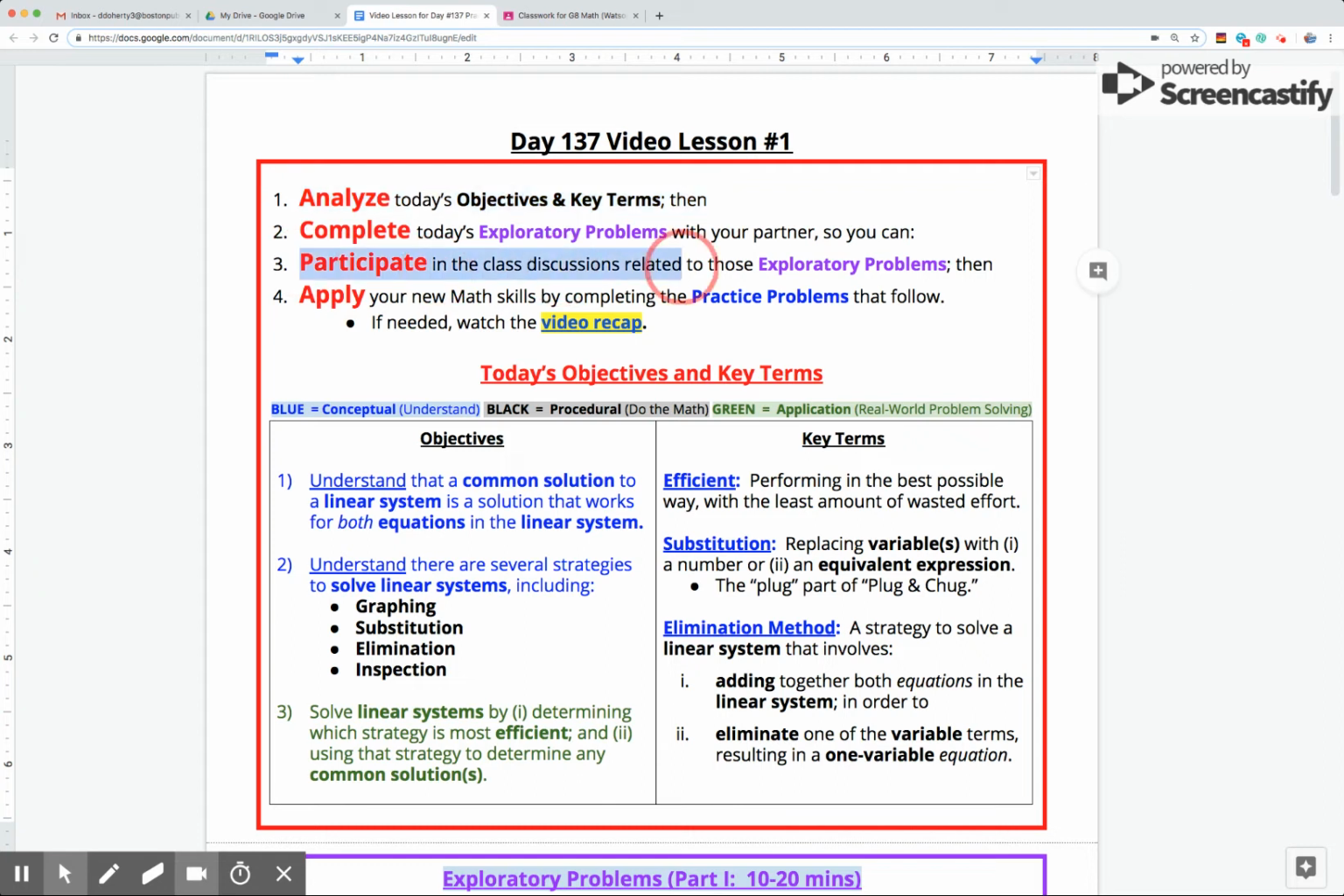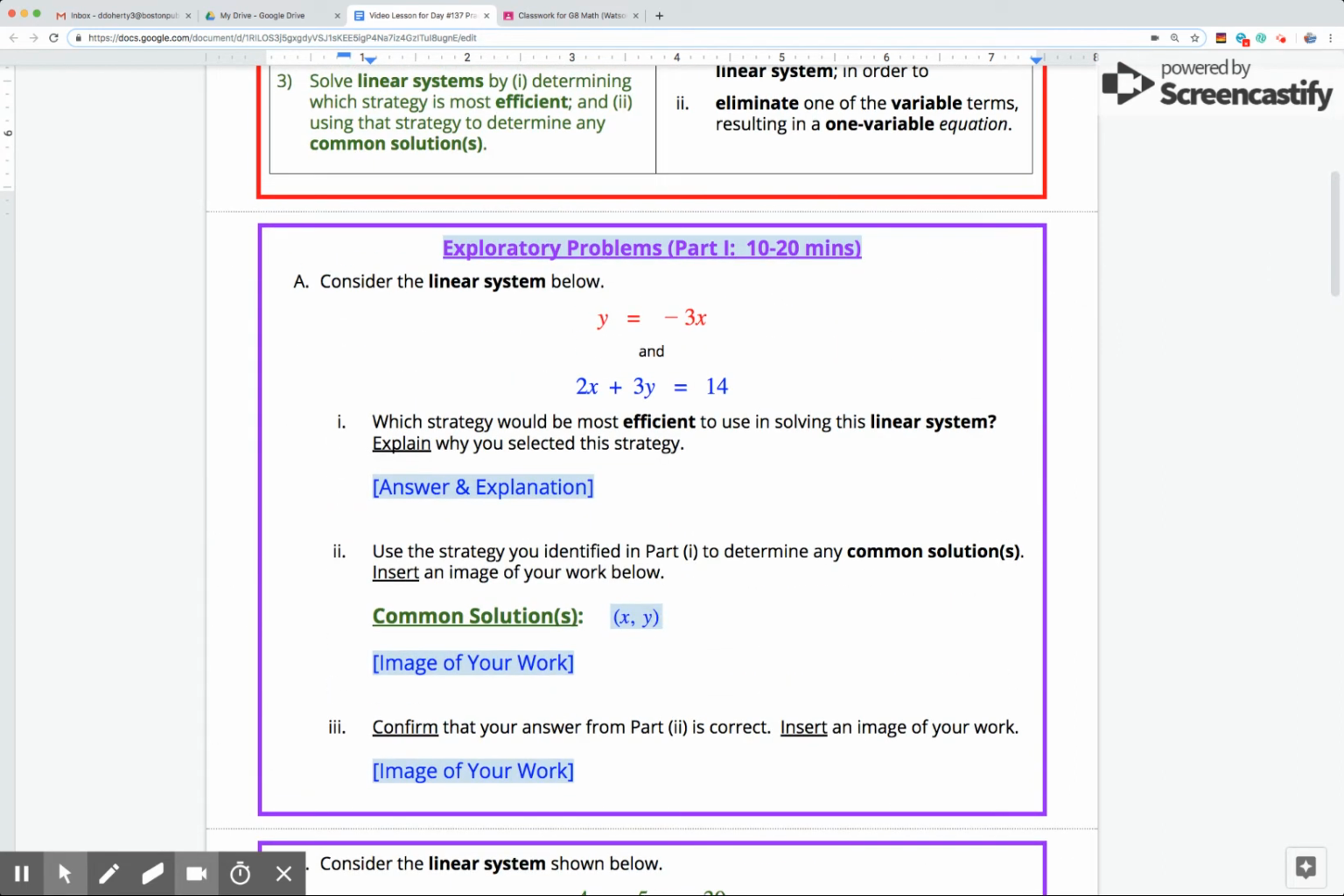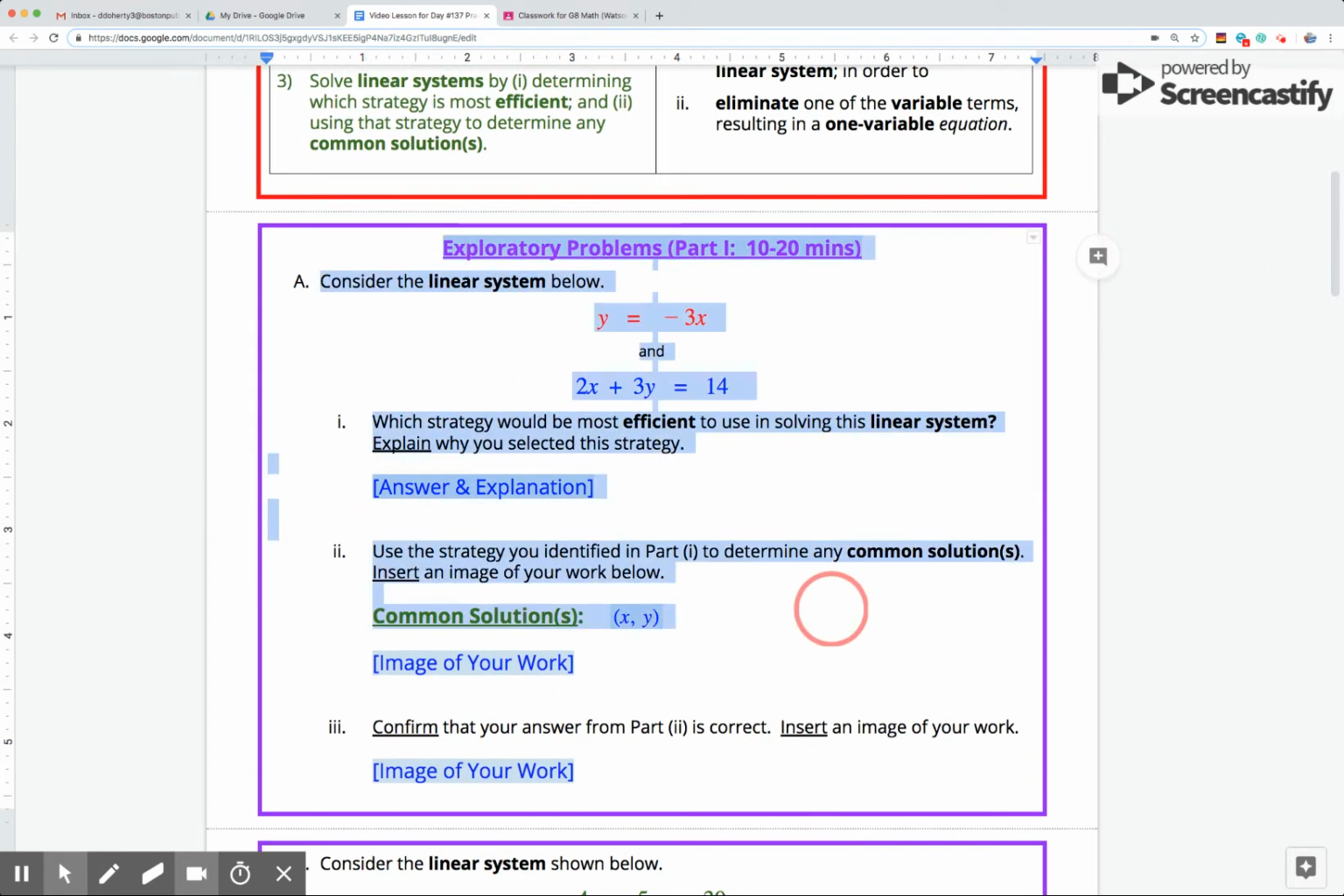We already had a class discussion in which you participated, where we worked through the exploratory problems, some of the purple box problems to get you started. And you, along with your partner, should have been using those skills to complete the blue practice problems. This is our video recap now. At this point, we're taking a look at some of the practice problems after we looked at these purple problems. Today, they were linear systems.